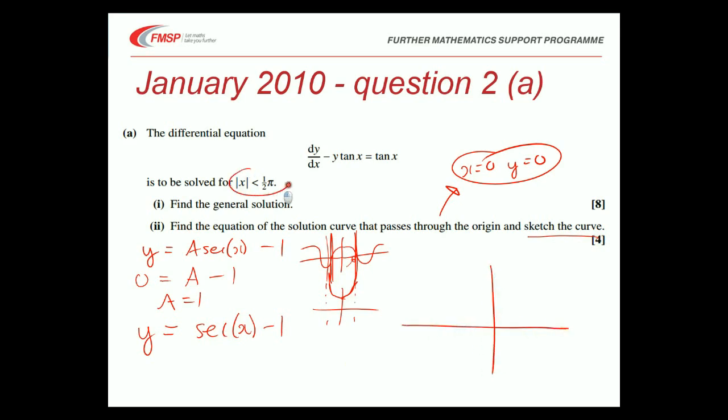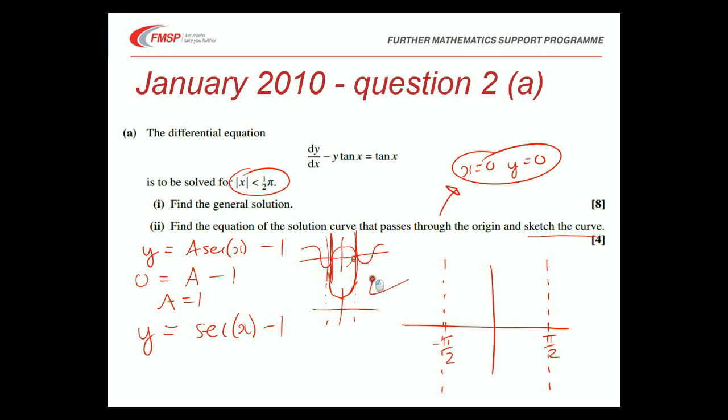First of all, they've told me that mod x is less than a half, which means x is between plus a half pi and minus a half pi. So let's mark them on. And I can't go either side of that, but that's good because that's where cos is 0, therefore sec is infinite. So these are asymptotes at these points. But I don't need to go beyond those, which is nice.